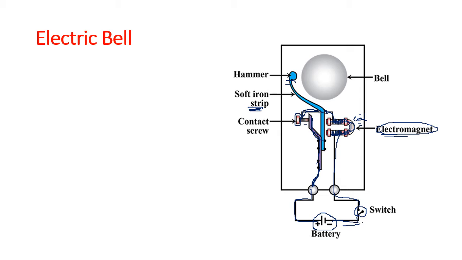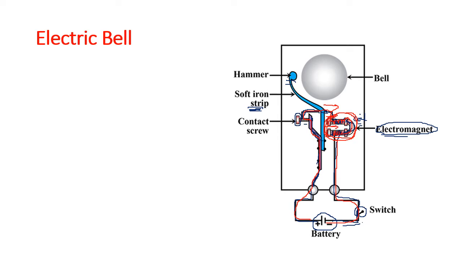When you put on the switch, what happens? You can see the circuit is complete. And because the circuit is complete, current will flow through the coil. Now this coil, when current is flowing, will act as a magnet. This electromagnetic coil will act as a magnet. So, this soft iron strip is pulled towards the magnet.